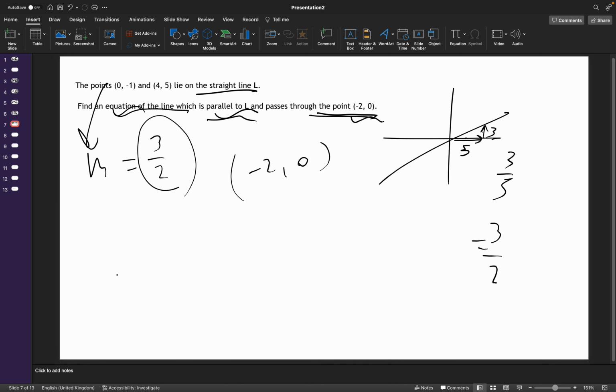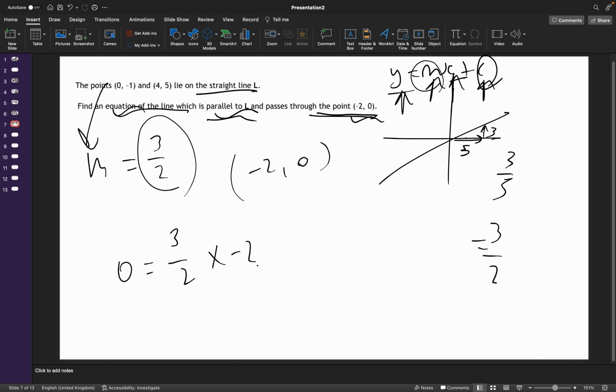Well, once we have the gradient provided, we just put it into the form y equals mx plus c. M is the gradient, x and y are just coordinates on the line, and c is the y-intercept. We just need to find c, because we have y and x provided, and m is also provided. So we can write a new equation, substituting y and x with the coordinates provided. So y is 0, so 0 is equal to the gradient times the x coordinate, negative 2, plus c, that's going to be the y-intercept.